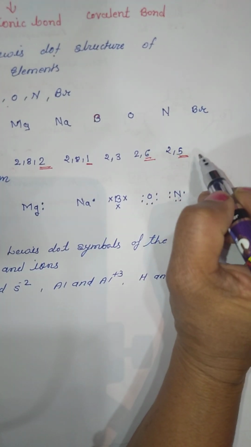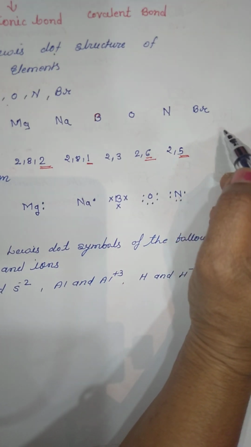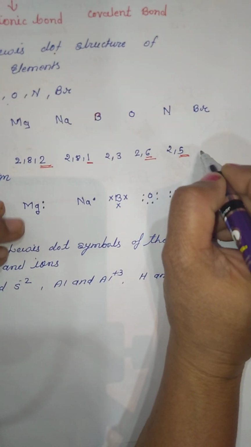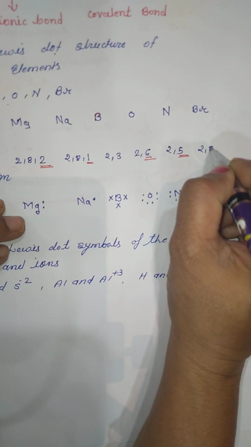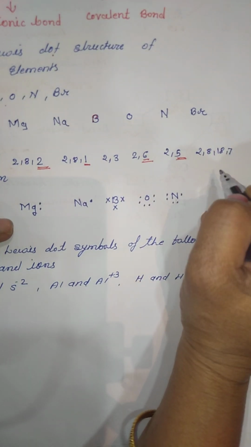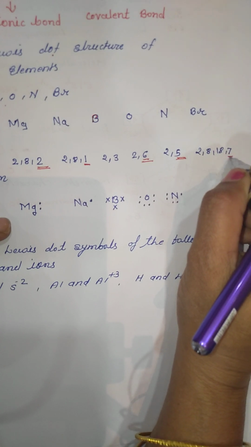Bromine, what is the electronic configuration of bromine? If you go for bromine, its electronic configuration is 2, 8, 18, 7. Okay, so how many electrons are there in the outermost orbit? In the outermost orbit, you can see there are 7 electrons.